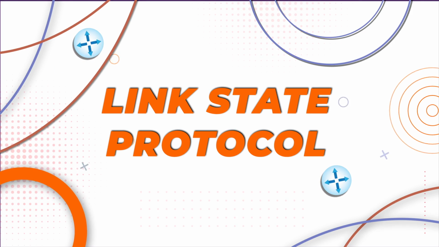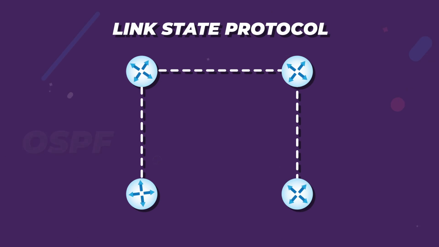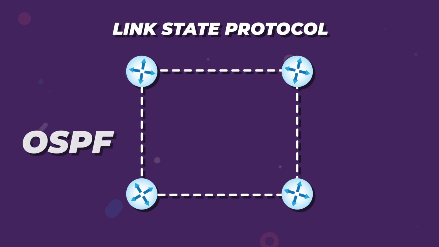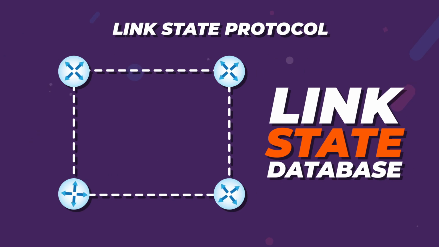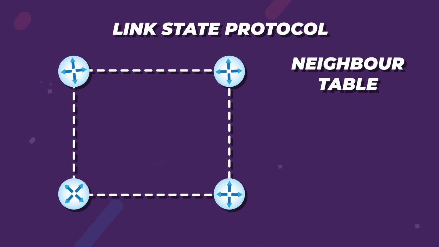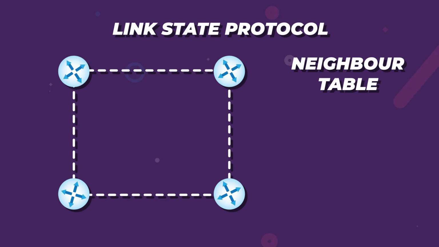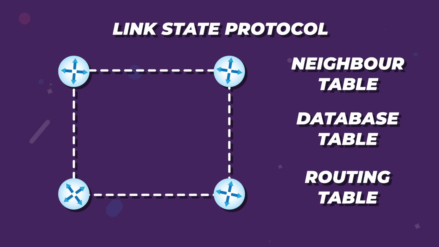What do we mean by link state protocol? When we are going to configure OSPF, OSPF makes a database which is called the link state database. OSPF makes 3 tables. First is the neighbor table, second is the database table, and third is the routing table.